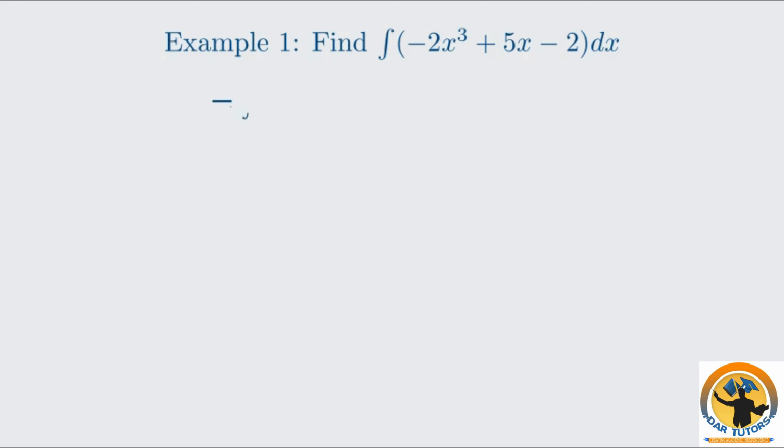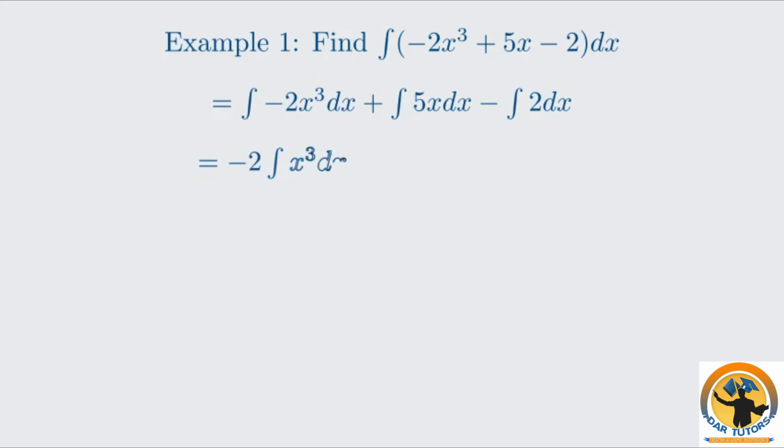Our goal is to find the indefinite integral of a polynomial. Consider the integral of negative 2x cubed plus 5x minus 2 with respect to x. First, we can use the sum and difference rule to integrate each term separately. This gives us the integral of negative 2x cubed plus the integral of 5x minus the integral of 2. Next, we use the constant multiple rule to pull the constants out of each integral. This simplifies to negative 2 times the integral of x cubed plus 5 times the integral of x minus 2 times the integral of 1.